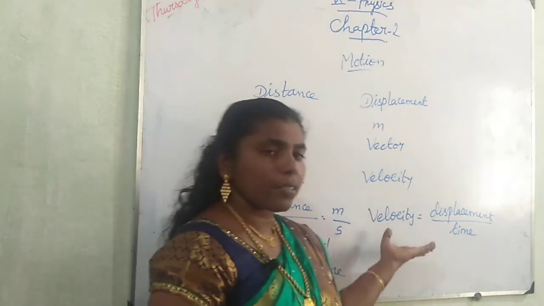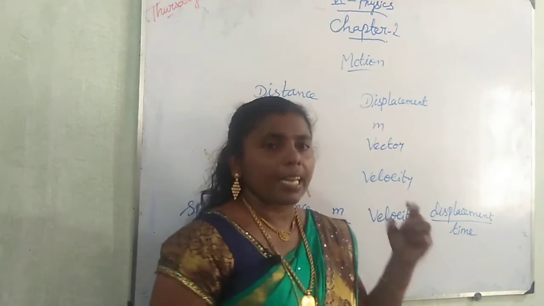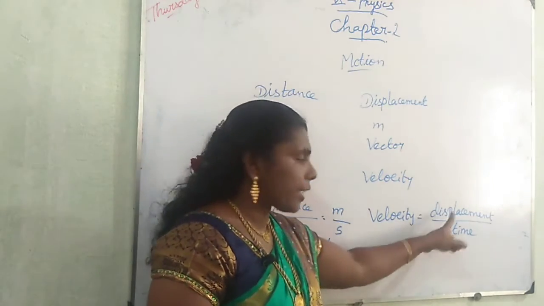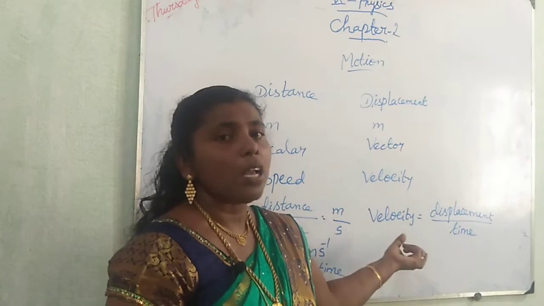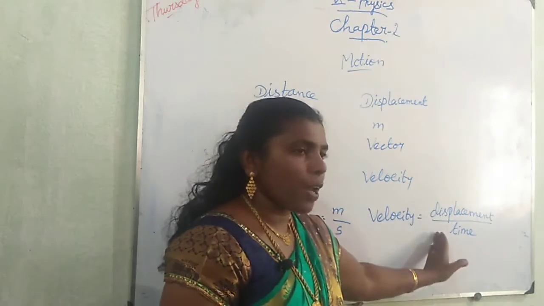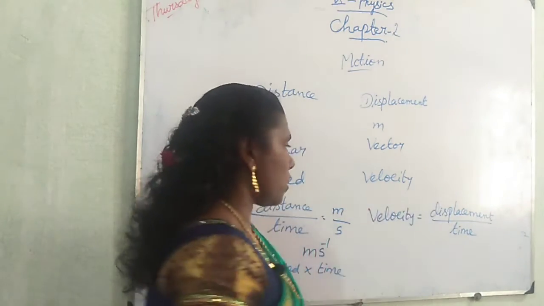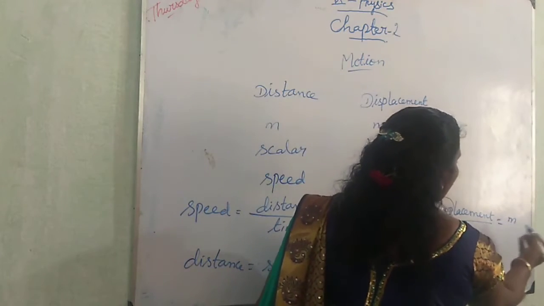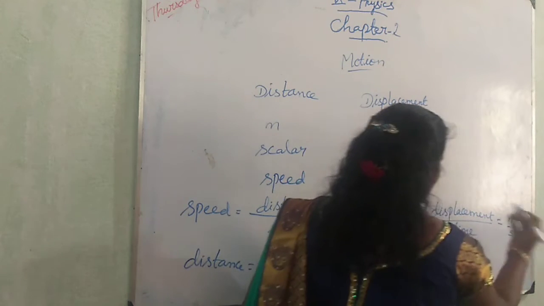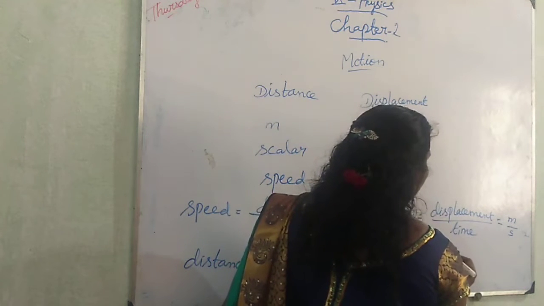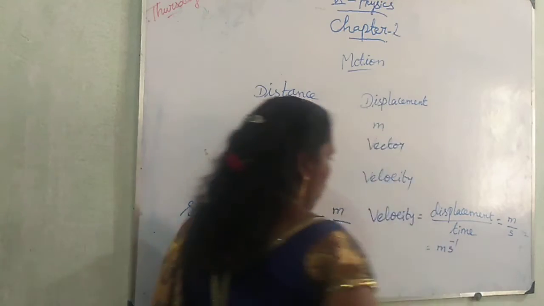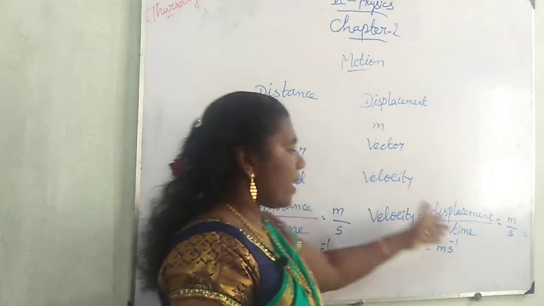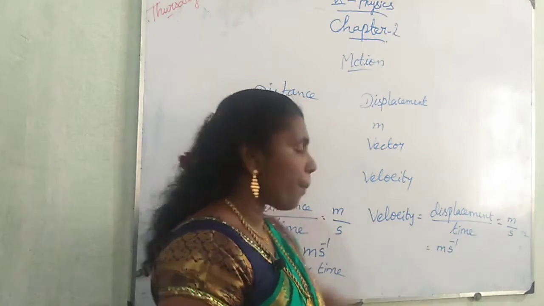What is the formula for velocity? What is the definition for velocity? Rate of change of displacement is called velocity. By using this formula, we can write the unit also. So what is the unit of displacement? Meter. What is the unit of time? Second. So we can write the unit meter second power minus 1. The same unit, speed also meter second power minus 1. Velocity also meter second power minus 1.